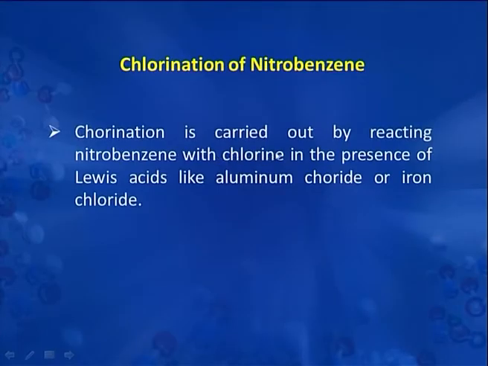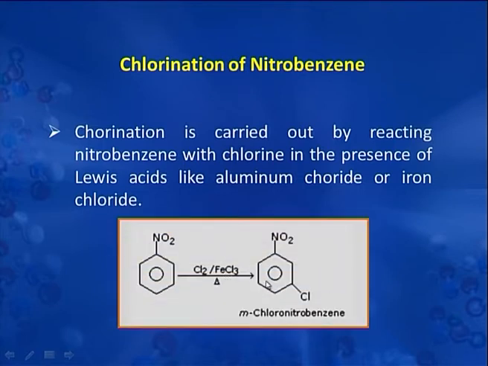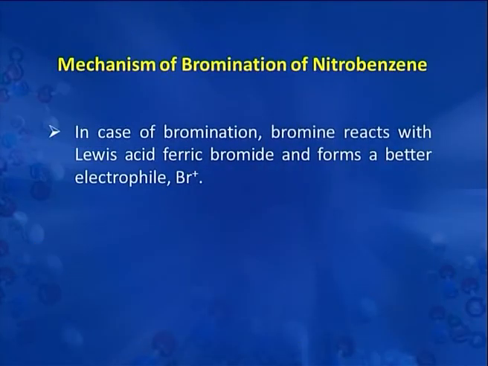In case of chlorination, this is carried out by reacting nitrobenzene with chlorine in presence of a Lewis acid like aluminium chloride or iron chloride. The chloro group substitutes at the meta position with respect to the nitro group. In case of bromination, bromine reacts with the Lewis acid ferric bromide and forms a better electrophile as compared to Cl+.